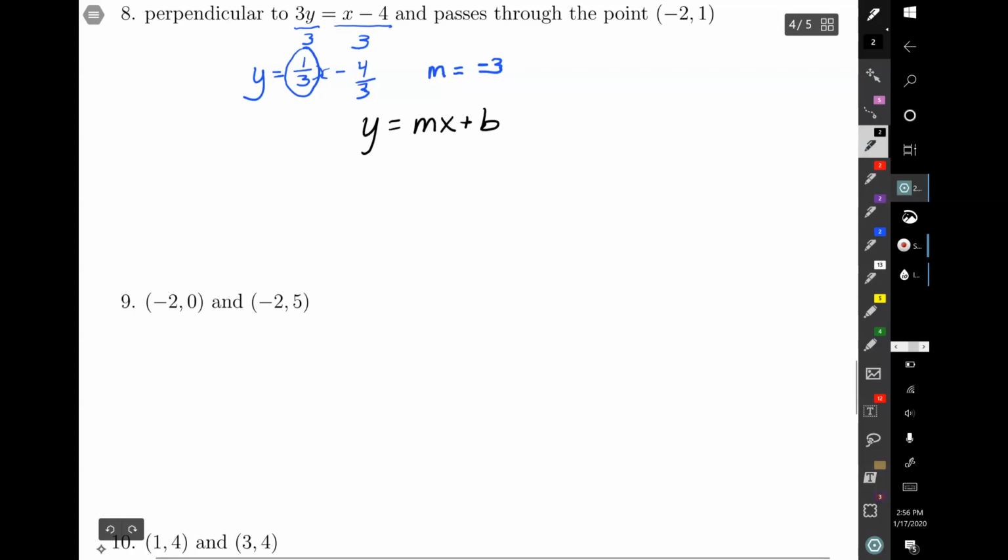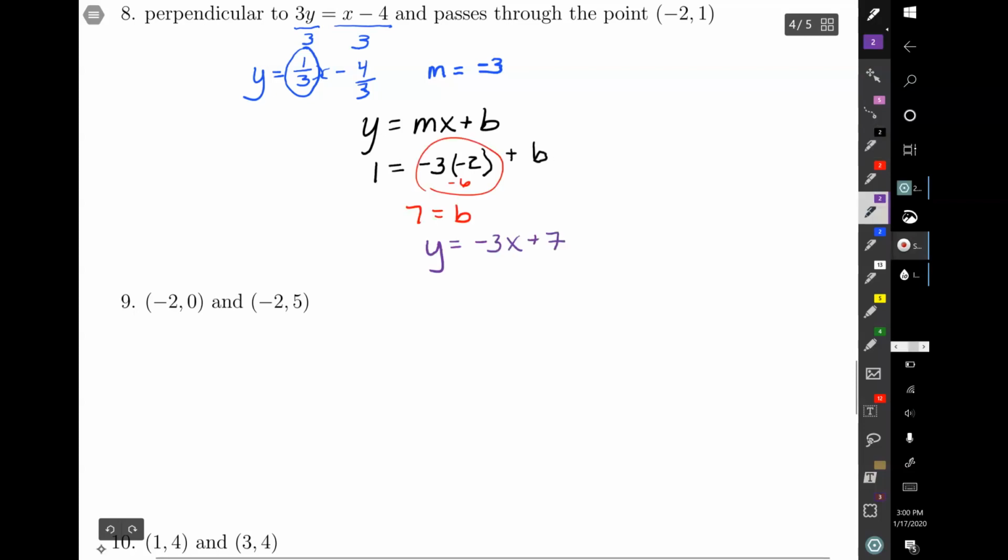So my point is -2, 1. So I'm going to put 1 in for y equals, my slope is -3. My x is -2. My b, I don't know, so I just write plus b.